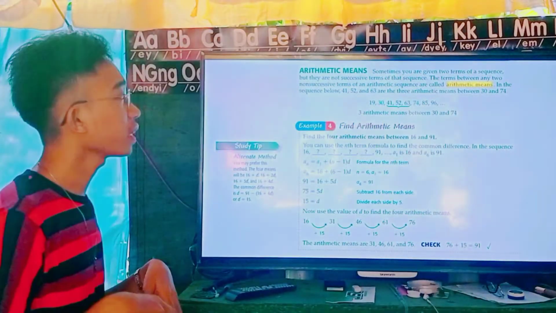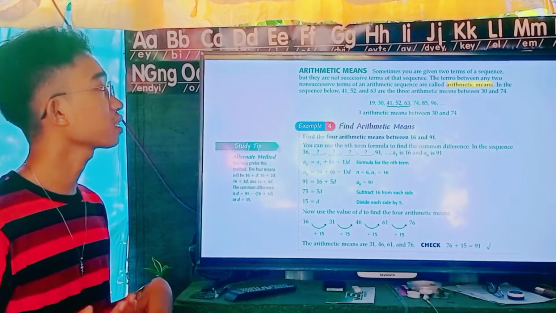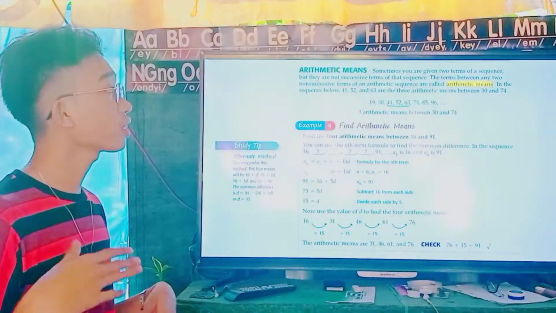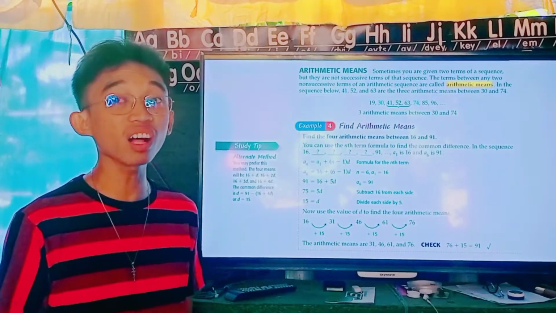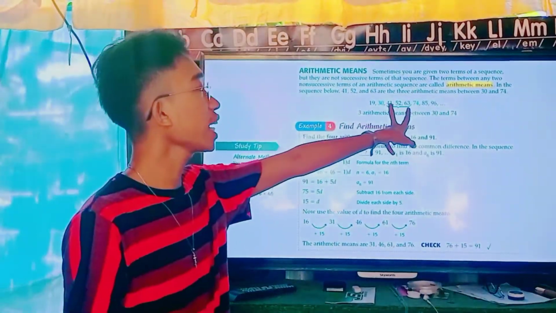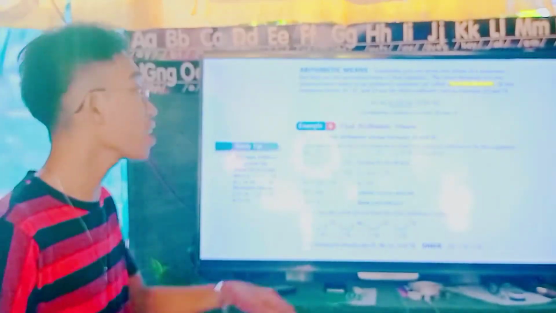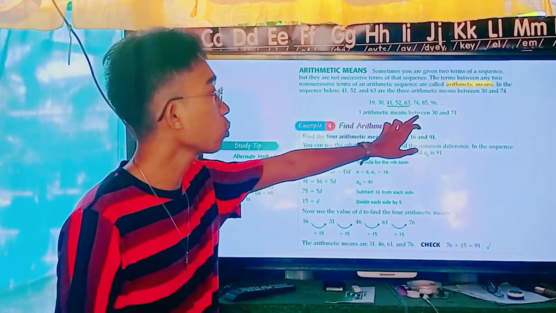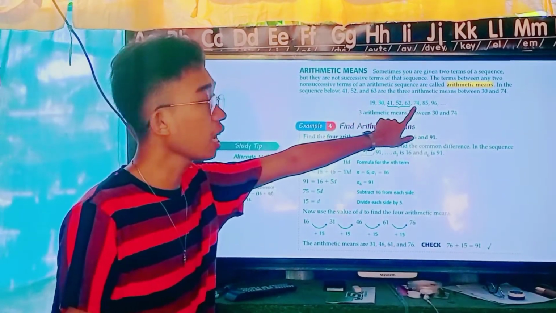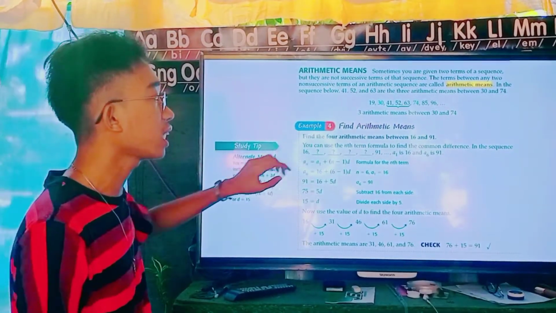So, arithmetic means: sometimes you are given two terms of a sequence that are not successive terms of that sequence. The terms between any two non-successive terms of an arithmetic sequence are called arithmetic means. These three numbers here are the missing numbers. So these are the arithmetic means. So, 3 arithmetic means between 30 and 74.